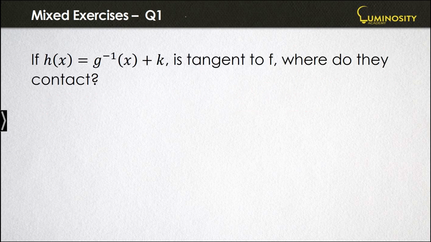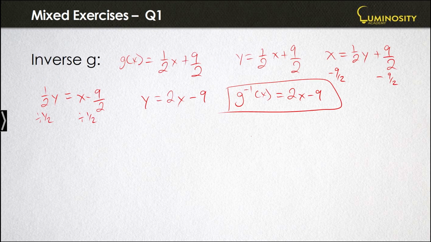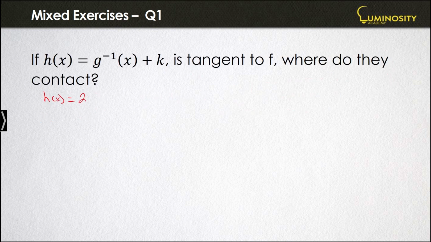So now we take it one step further, and this is actually the last problem in the series. They're asking you if h of x equals the inverse of g of x plus k, and it's tangent to f, where do they contact? So the first thing is we want to write out what our h of x is going to be equal to. So h of x is equal to, and we already know the inverse of g of x. It was 2x minus 9 plus k.